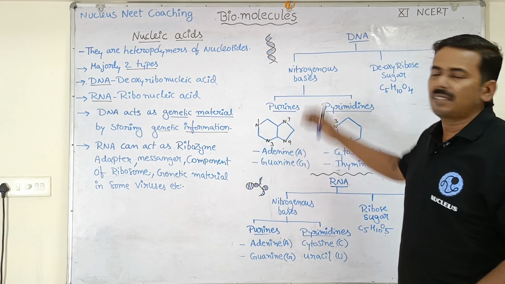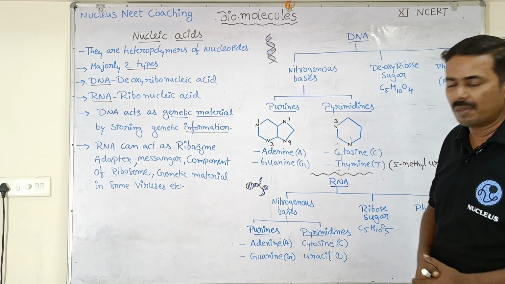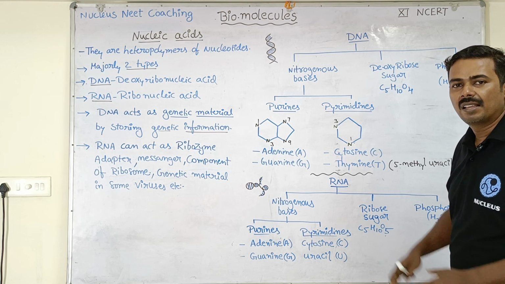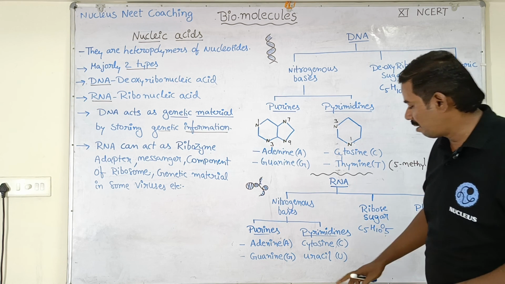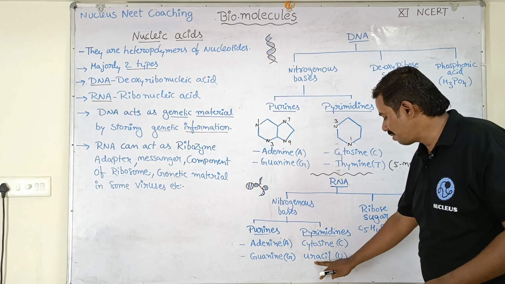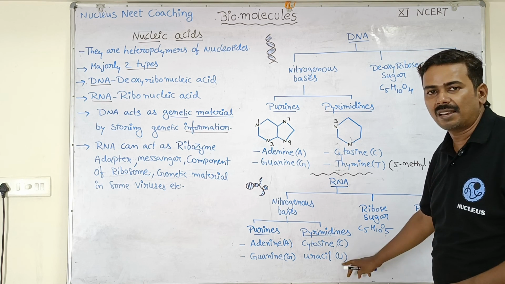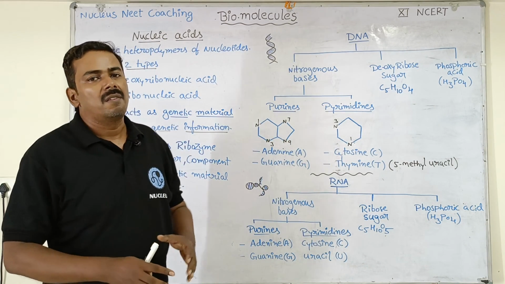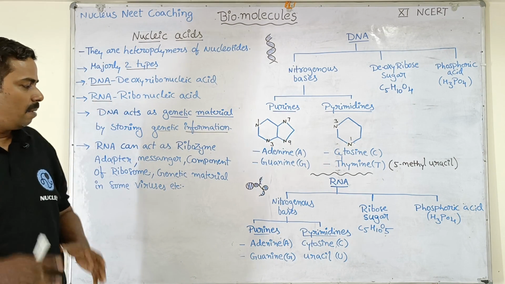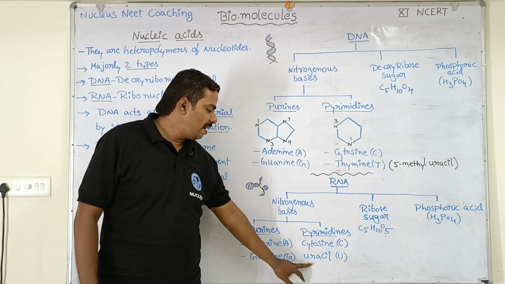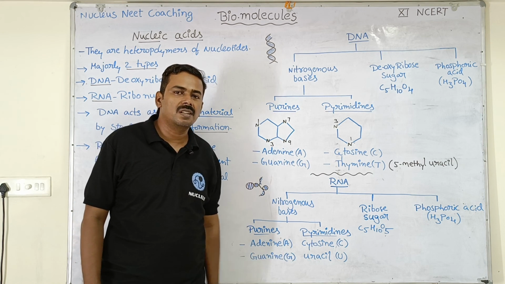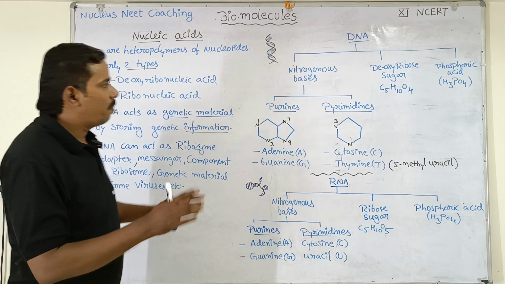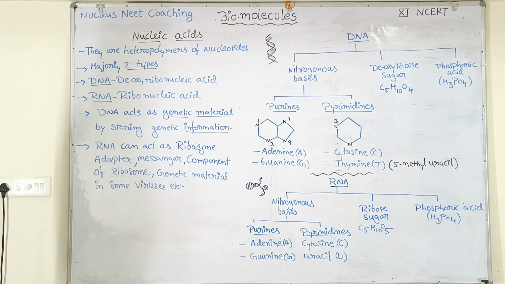DNA is chemically more stable, but RNA is less stable, mainly because of the highly reactive nitrogenous base called uracil. So RNA is less stable when compared to DNA, mainly because of what? Mainly because of the highly reactive uracil nitrogenous base. Understood? So copy down this information, students.